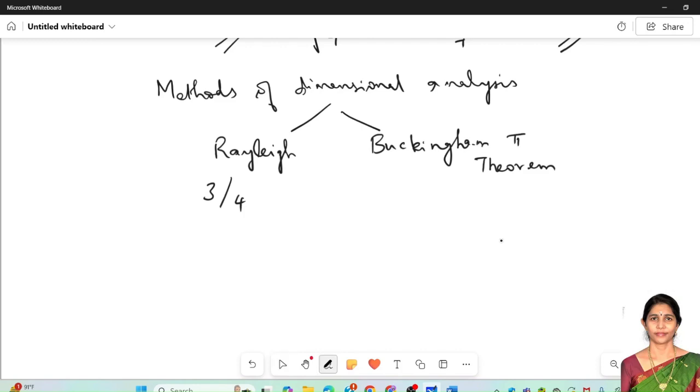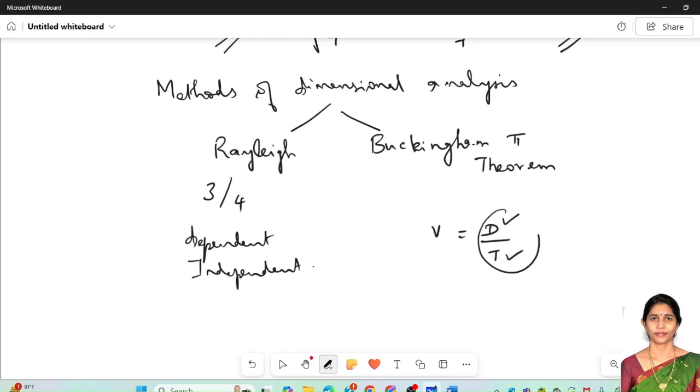Now I have used two terms. One is the dependent variable, and the other one is the independent variable, right? So let me tell you what that is. I'll take a simple example. Velocity is distance by time. Now, velocity depends upon distance as well as time. So, in this case, these are called independent variables, and this is called the dependent variable.